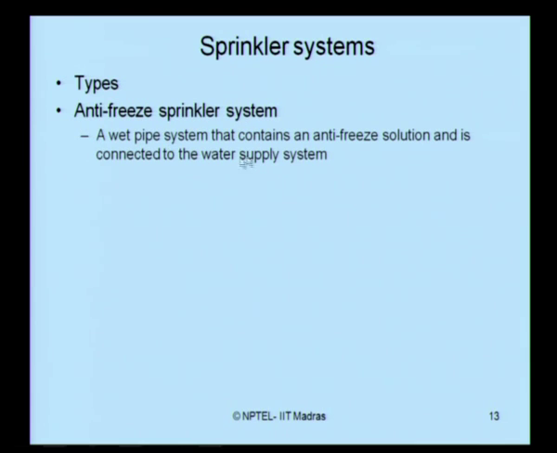A wet pipe system that contains an anti-freeze solution is being circulated and that is connected to the water supply system. This anti-freeze sprinkler system is very useful in case of countries which has got a very dropping temperature, especially during winter, because even though the sprinkler system can have a wet pipe system, but during winter because of climatic conditions the chemical or the liquid inside the wet pipe system may get frozen and therefore the sprinkler system may not work. So, one such type of sprinkler system which is strongly recommended for cold climate countries is an anti-freeze sprinkler system. So, you basically circulate what we call as an anti-freeze solution through a wet pipe system which is then used subsequently as a sprinkler system.